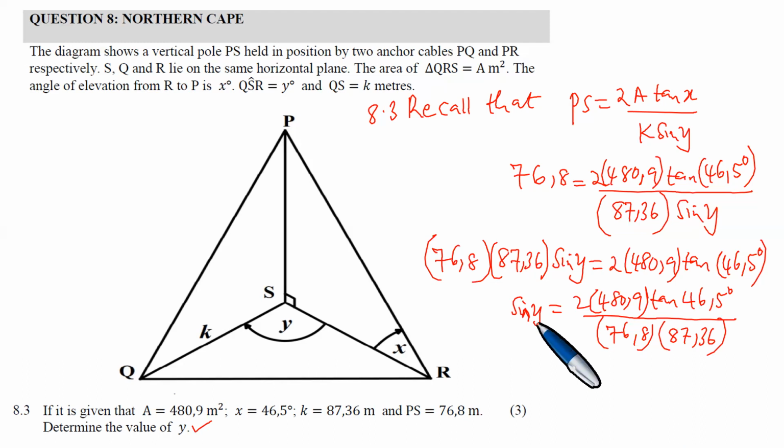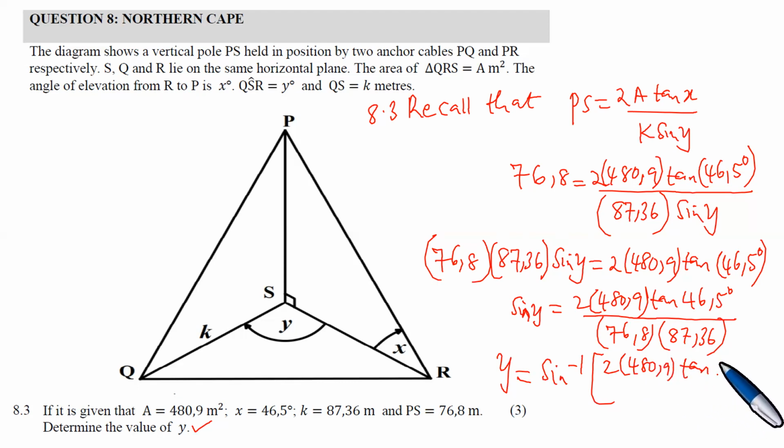We want to get the numerical value of the angle Y. So now we move the sine to the other side. If you move the trigonometric sine to the other side, we apply the inverse function, which means we have the arc sine, the inverse sine function. It becomes arc sine of the parentheses 2 into 480.9 times the tangent of 46.5 degrees, divided by 76.8 multiplied by 87.36, and you close your parentheses. Now we have the result.